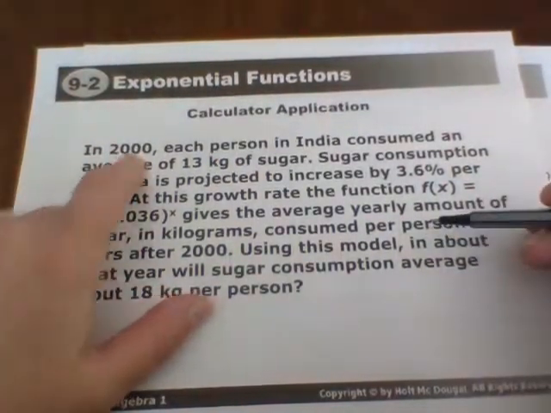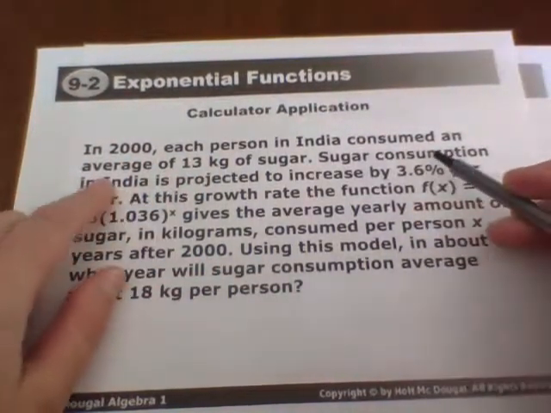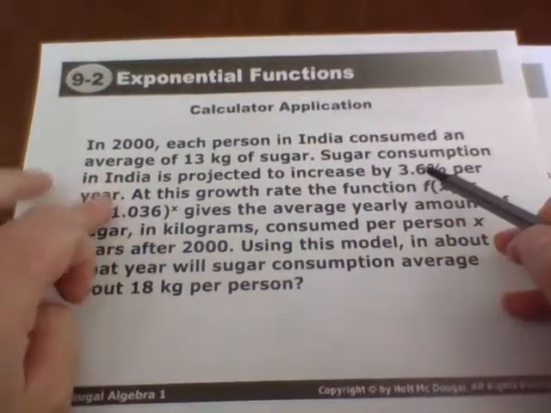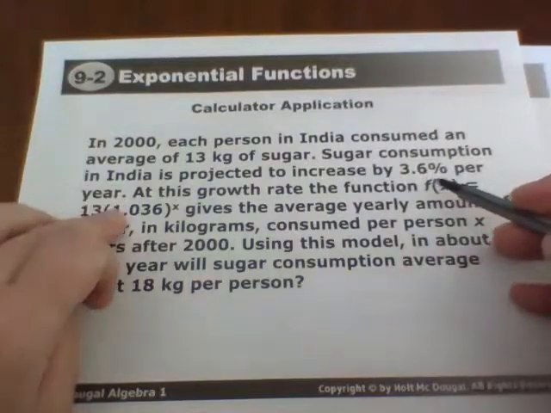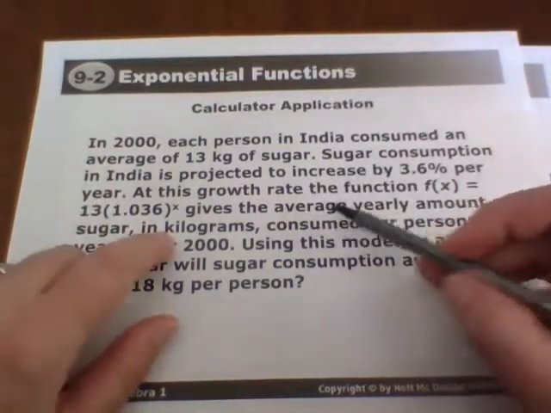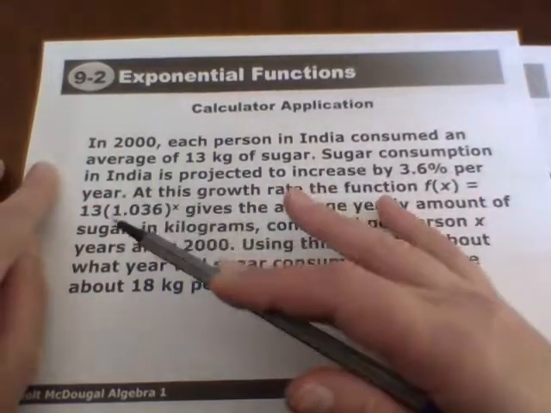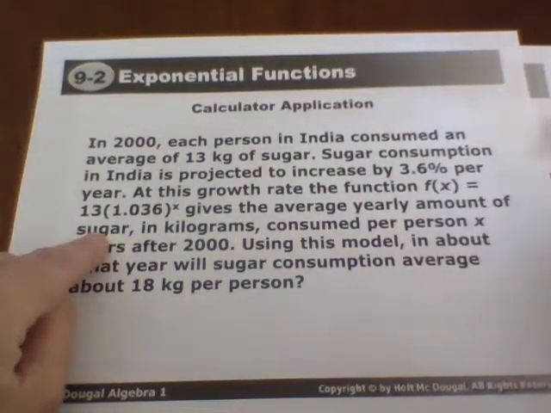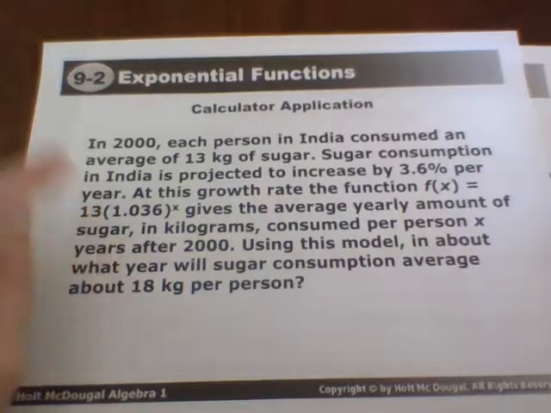So in 2000, each person in India consumed an average of 13 kilograms of sugar. Yay for them. Sugar consumption in India is projected to increase by 3.6% per year. At this growth rate, the function, so they're giving us our function here, gives the average yearly amount of sugar in kilograms. And I just want to double check that you can kind of point out what's happening here.